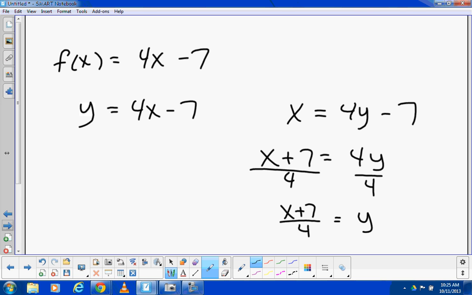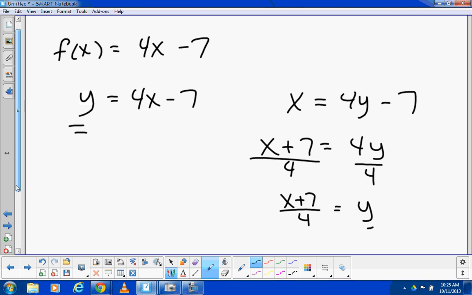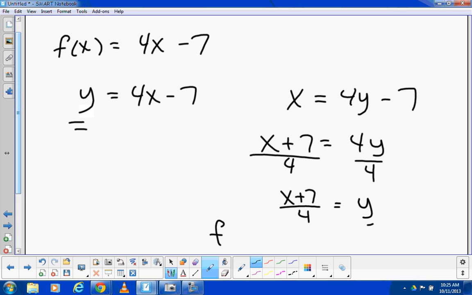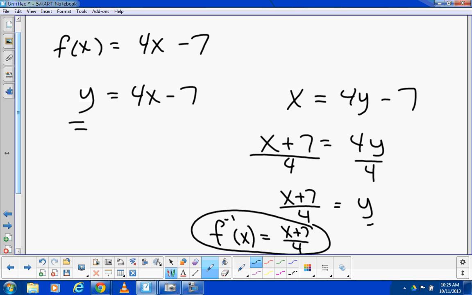Now, x plus 7 over 4, that's our inverse, but let's denote it like an inverse. Right there, it just looks like a function. So you're really saying that since y equals 4x minus 7 and this are the same thing, and they're not. So how can we show it's the inverse and not the same as this function up here? You write it in that notation. So we're going to write f inverse, which looks like f to the -1 power, equals x plus 7 over 4. That's the way I'm going to write my answer.